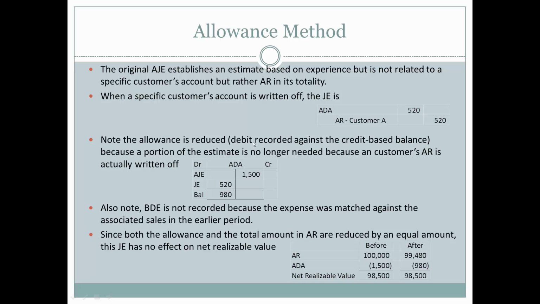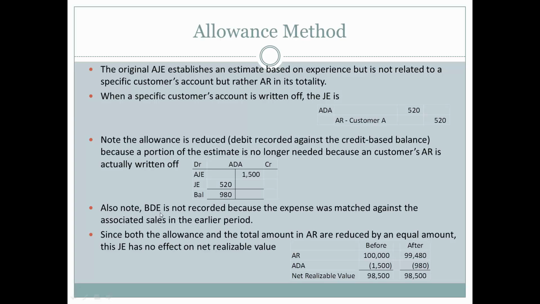So we're going to record a debit. Remember, the allowance for doubtful accounts is a credit-based account. So now we're going to record a debit against the credit-based account, because a portion of the estimate is no longer needed because the customer's accounts receivable is actually written off. So we estimated the accounts receivable in its totality. We should see $1,500 of them not be collectible. Well, now we've realized that $520 of that is not collectible. So now the balance in our allowance for doubtful accounts should be $980, because part of this balance that we assumed would not be receivable has come into being, and so now our balance should be appropriately reduced.